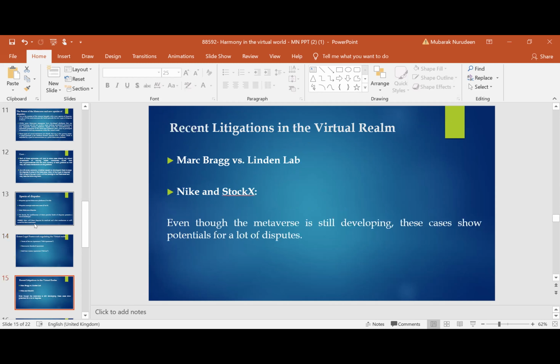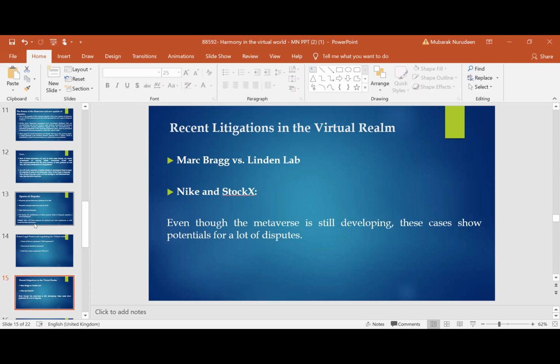Now, let us take a brief look at some of the recent litigations within the virtual domain. We had Mubarak and Linden Lab. This is basically a dispute between a Pennsylvania attorney and Linden Lab, where he sued Linden Lab for criminal conversion and breach of trust, because he purchased a landed property within the Linden Lab space, and Linden Lab dissolved subsequently. So he sued them for criminal conversion and breach of contract.